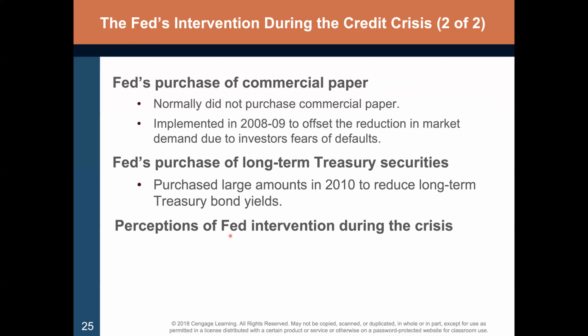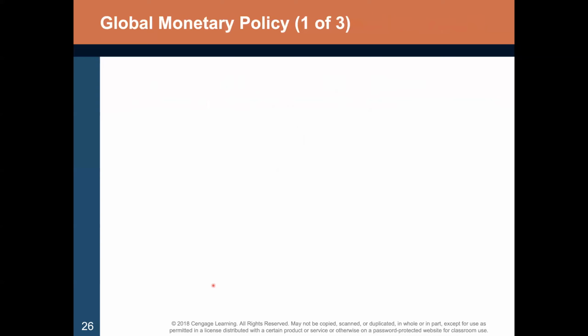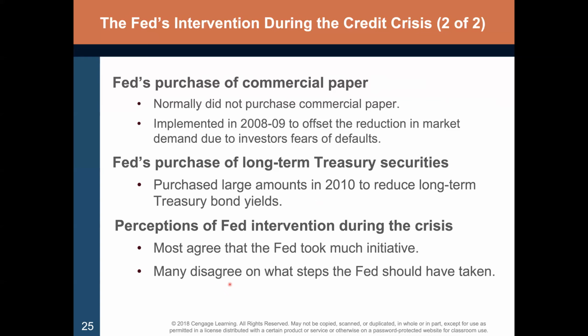So what were the perceptions of the Fed's intervention during the crisis? Most agree that the Fed took a lot of initiative. Many disagree on what steps the Fed should have taken. Hindsight's 2020, a lot of people have disagreed. We have a similar situation now with COVID-19, wherein the Fed is taking actions. Some people are complaining that they're repeating some of the same mistakes that they made during the credit crisis. Although this crisis is slightly different in nature, a lot of the things that they're doing are very similar to what they did during that crisis.